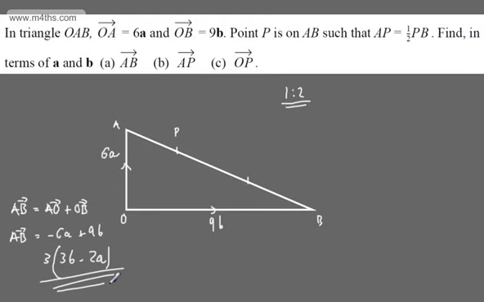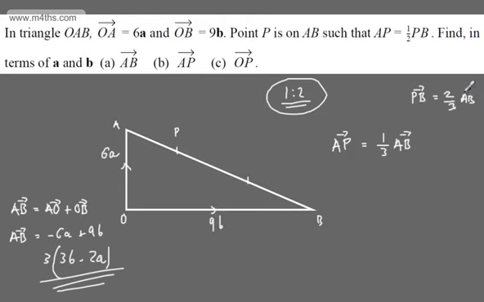So now we want A to P. Well, if we consider now that this ratio is 1 to 2, we can say the following. We can say A to P will be equal to 1/3 A to B. In the same way we could say, and I'll just write it here, P to B will be equal to 2/3 A to B.